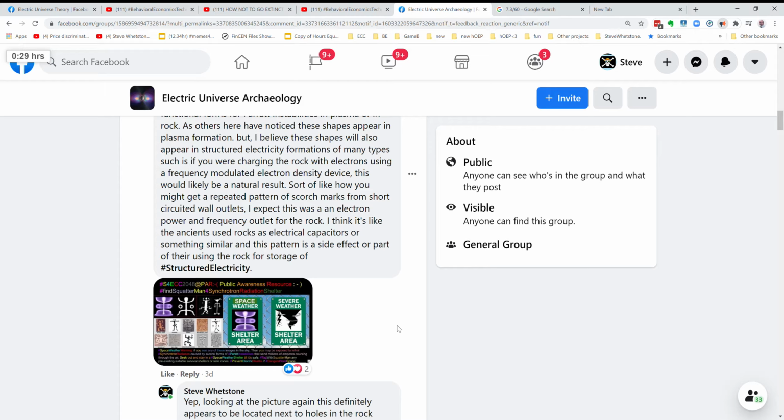I think it's like the ancients used rocks as electrical capacitors or something similar, and this pattern is a side effect or part of their using the rock for storage of #structured electricity.